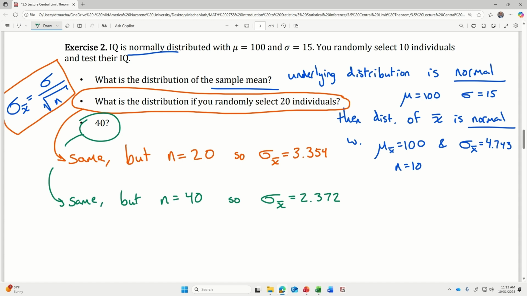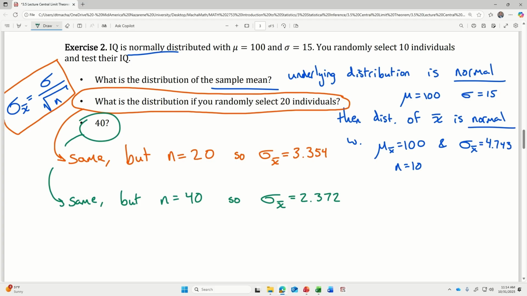The shape stays the same. Since the underlying distribution is normal, the distribution of the sample mean will be normal. So the shape doesn't change when you choose a different sample size. The mean doesn't change either. The mean of the distribution of the sample mean is always going to be 100, because that's the mean of my underlying distribution. The mean stays the same.